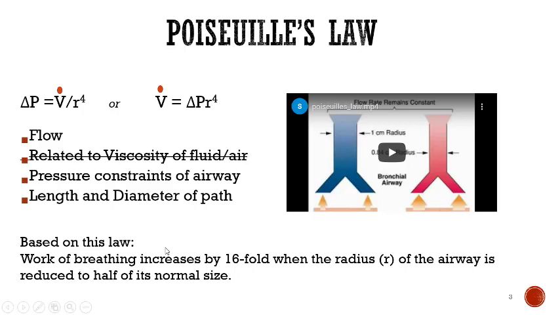Based on this law, work of breathing is going to increase by 16-fold when the radius of an airway is reduced by half. The big takeaway is that a very small reduction in the radius, which would be the size of an airway, will increase how hard someone is going to have to work to breathe. And we care about this because there's a lot of things that can affect the radius of your airway.